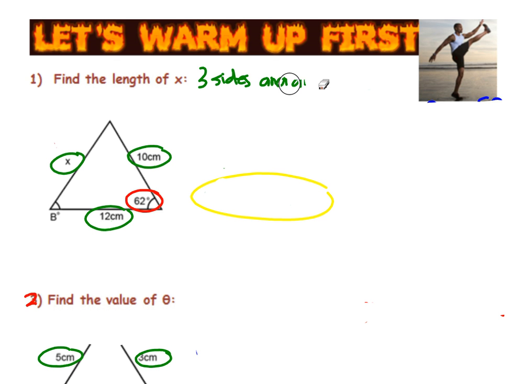Hopefully if you've remembered, it means cosine rule. Remember, sine rule means angle, opposite side, angle, opposite side. But if you're dealing with three sides and an angle, we use the cosine rule. And we're asked to find a length, so we need to use the cosine rule for a length. So you can look in your formula booklet and check it out.